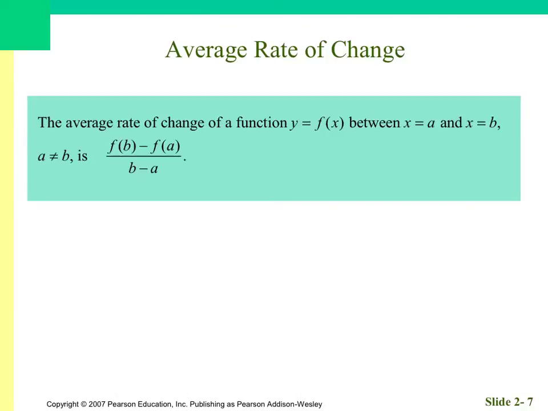Rate of change. So it says the average rate of change of a function y equals f of x between x equals a and x equals b. A cannot equal b because there's no change if they equal each other. So if you look at this, this is the y values divided by the x values. So that's the slope for the linear equation. That's the rate of change. Okay? It's another thing that slope is called.